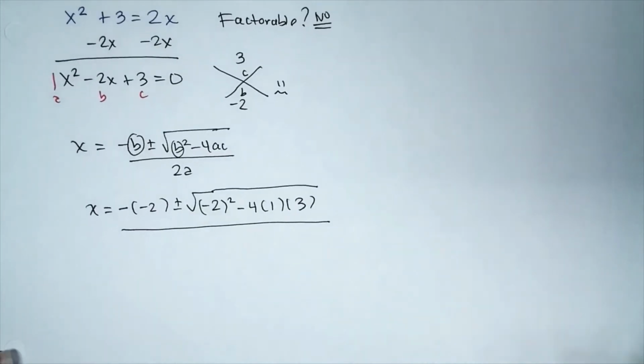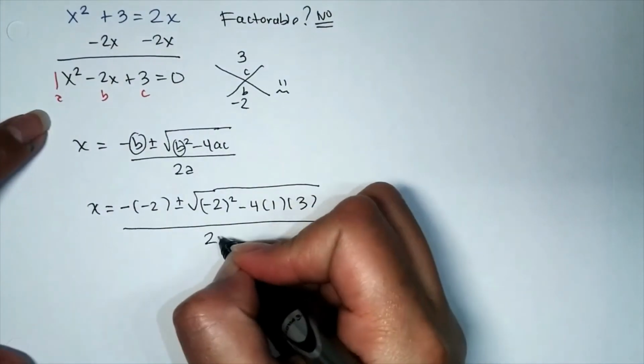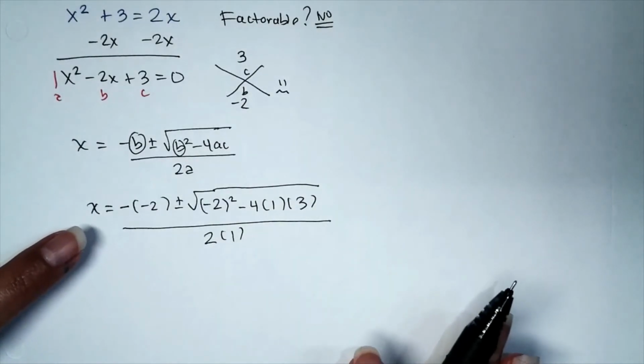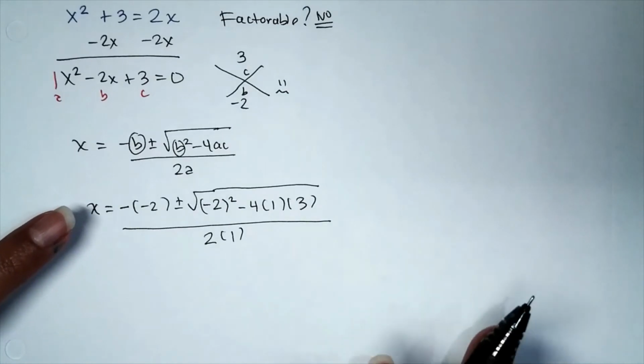Okay, let me zoom in. That's all over 2a. Value of a is 1. We did it. We have the formula nailed. I think we substituted everything correctly. You have a calculator. Use it.